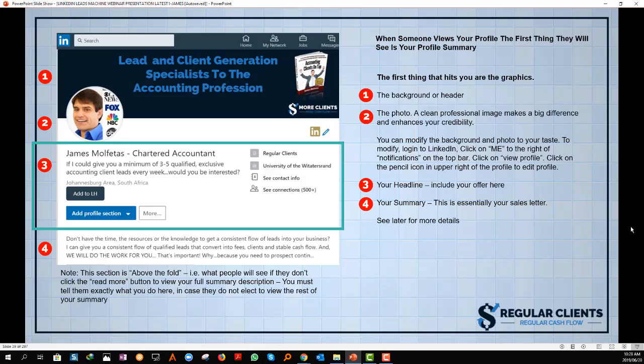And then you can see the second of our formulas there. If I could give you a minimum of 3 to 5 qualified exclusive accounting client leads every week, would you be interested? Right. So somebody that comes to this page, they've had a look at my banner up at the top, they've had a look at my headline effectively, because that's what it is, and they know what I'm doing. They can make a very, very quick decision as to whether they're in the right place. If they're not, that's fine. Let them bounce, because I can't help.